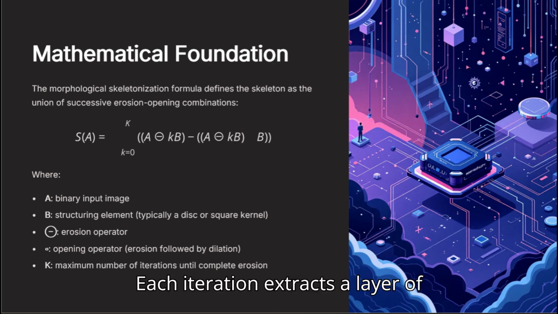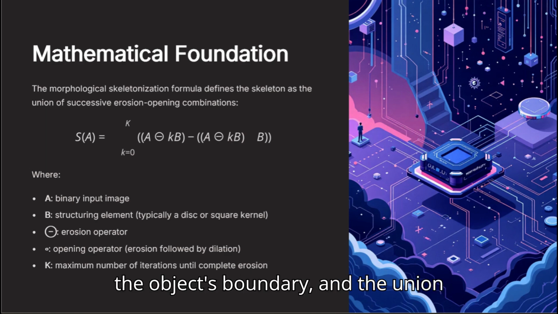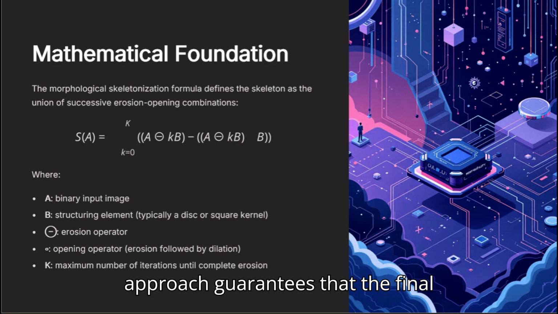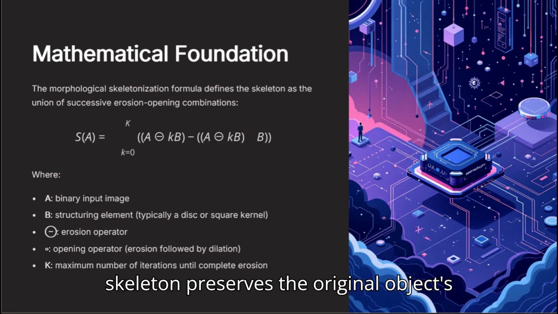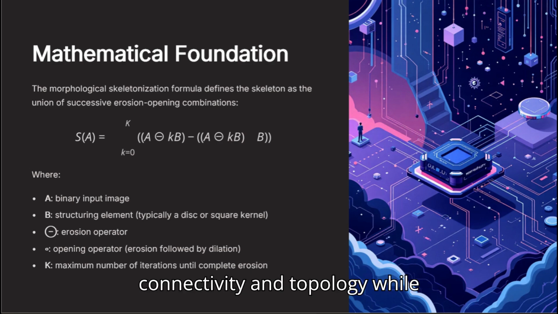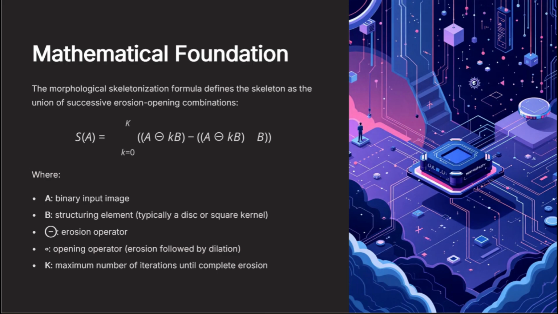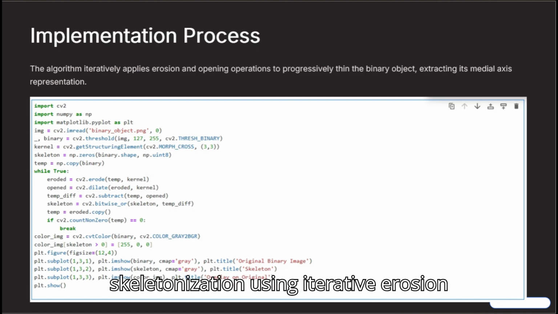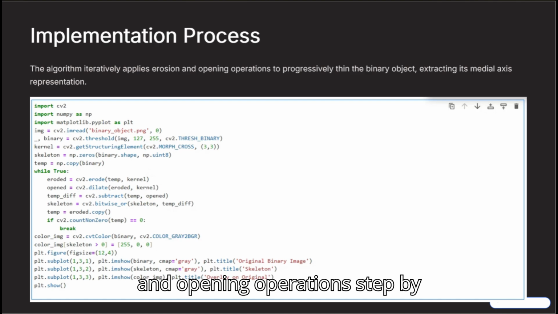Each iteration extracts a layer of the object's boundary, and the union of all these layers forms the final skeleton. This approach guarantees that the final skeleton preserves the original object's connectivity and topology, while simplifying its representation for analysis and pattern matching. Let's now understand the Python implementation of morphological skeletonization using iterative erosion and opening operations, step by step.